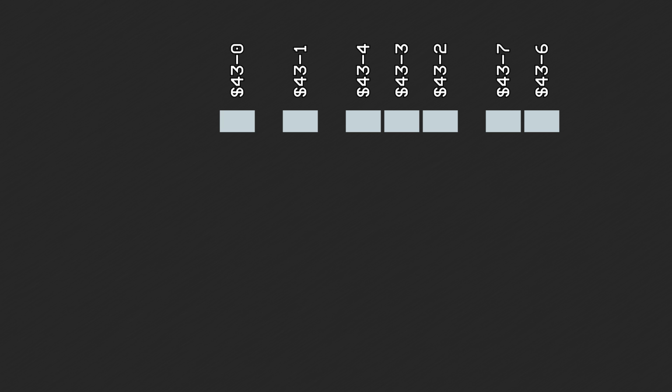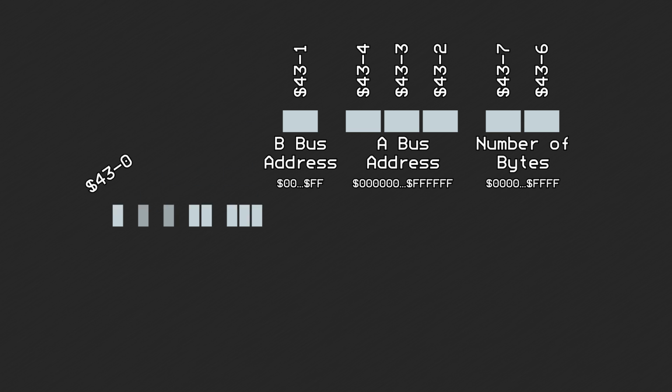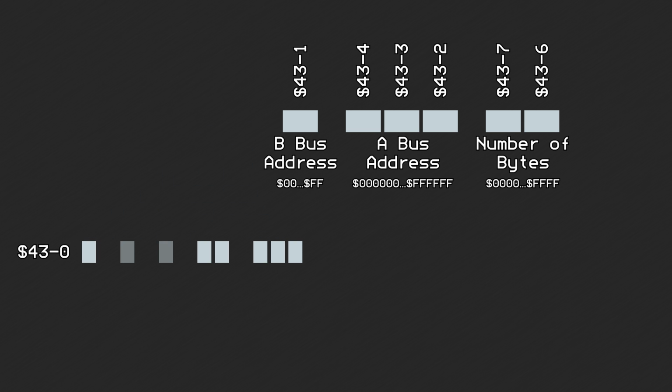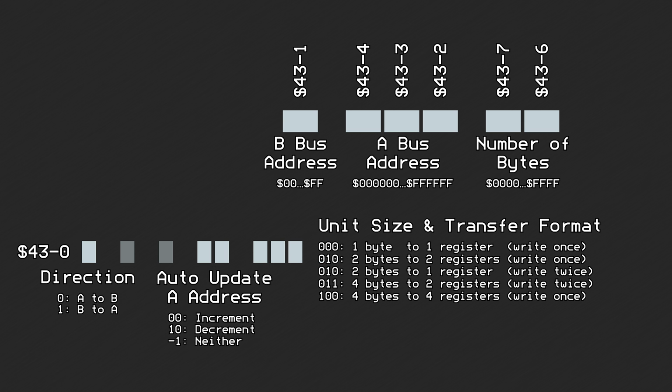3 registers are used to determine the 24-bit address on the A bus to transfer, while another register is used for the 8-bit address on the B bus. 2 registers are used to hold the number of bytes to transfer in total, and the final register holds all the other properties for the DMA setup. This includes which direction the data are transferred, whether or not to automatically increment or decrement the A bus address, and the format of one unit of data and how it should be sent over the B bus.